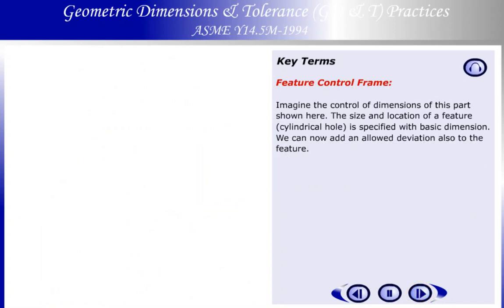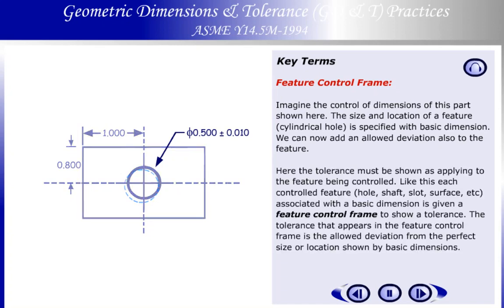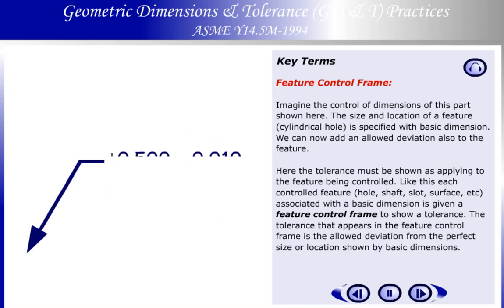Feature control frame. Imagine the control of dimensions of this part shown here. The size and location of a cylindrical hole feature is specified with a basic dimension. We can now add an allowed deviation to the feature. Here, the tolerance must be shown as applying to the feature being controlled.